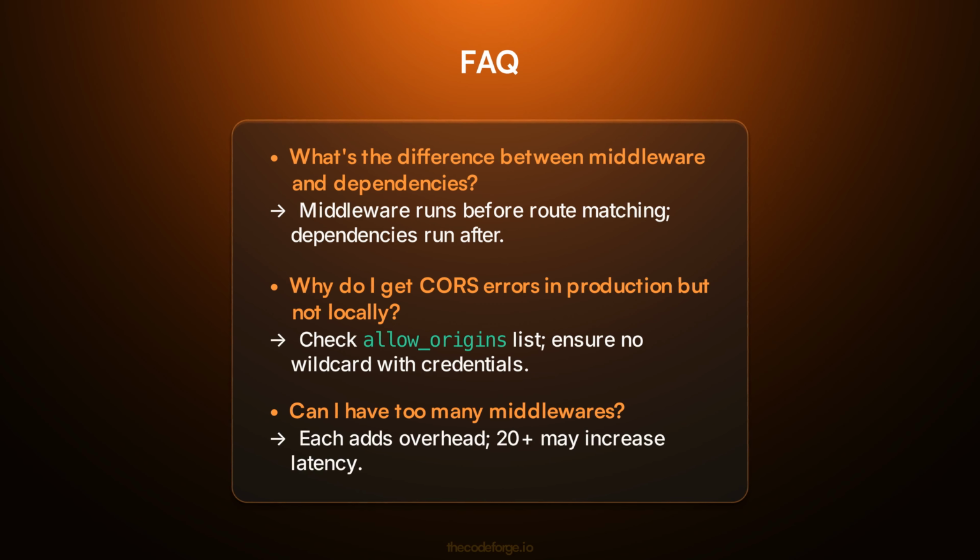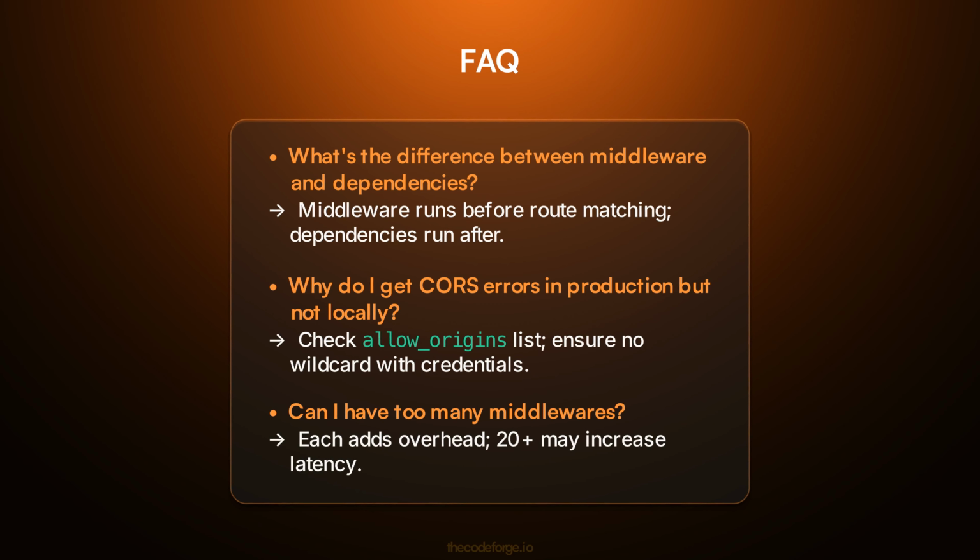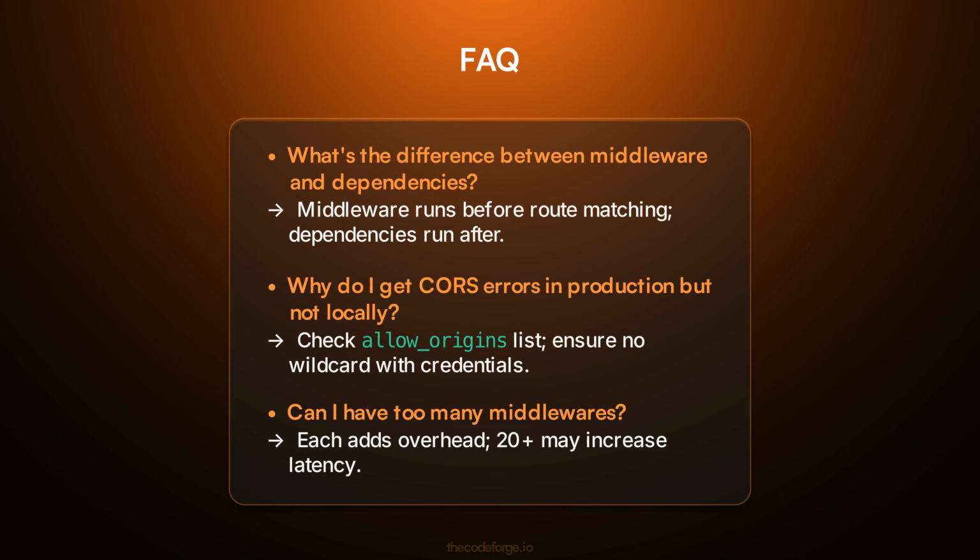And a few frequently asked questions. What's the difference between middleware and dependencies? Middleware runs before root matching, dependencies run after. Why do I get CORS errors in production but not locally? Check allow origins list, ensure no wildcard with credentials. Can I have too many middlewares? Each adds overhead, 20+ may increase latency.